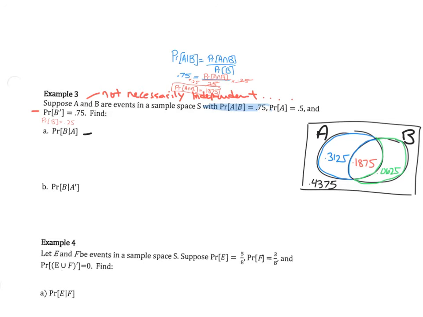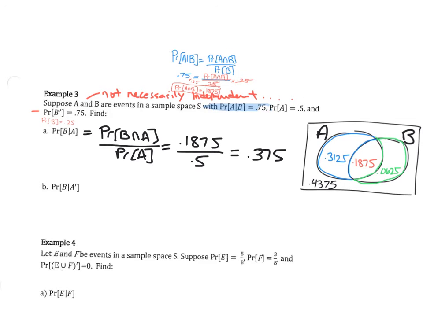So the first one says, let's just write it out. This very simply becomes B and A was the middle, and A was 0.5. There's your first answer. Once you get the picture, everything's much easier.